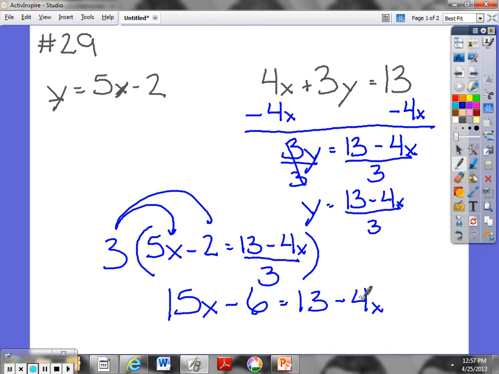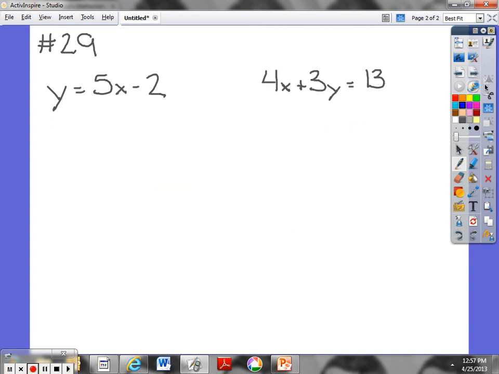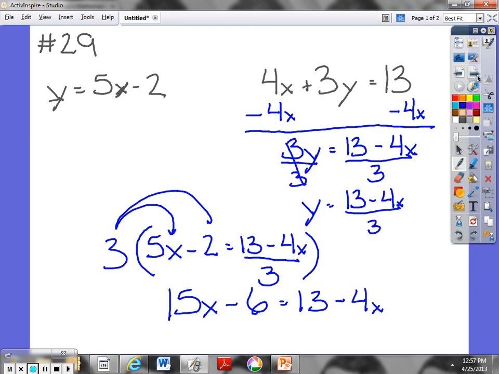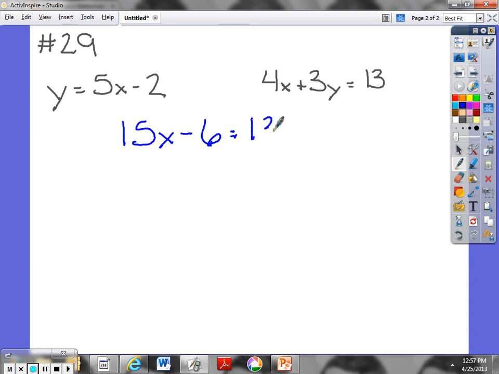I'm going to turn a page here and rewrite this. So we have 15x minus 6 equals 13 minus 4x. Okay, so what we need to do is get the x's on one side, and the integers, whole numbers, on the other side. So let's go ahead and add 6 to both sides.